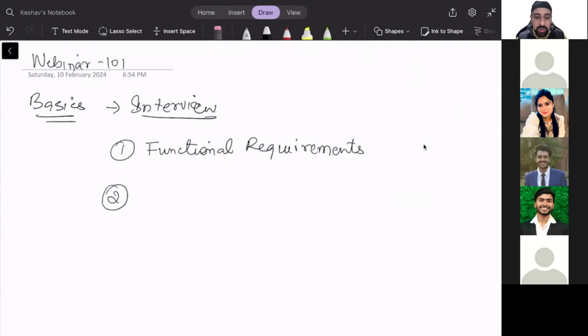So when I say the functional requirements, and there are some chats, okay, okay, perfect.